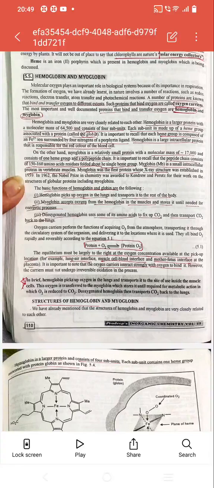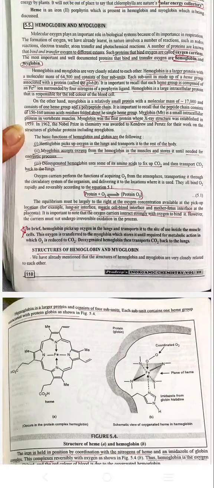Hemoglobin and myoglobin. Molecular oxygen plays an important role in biological systems because of its importance in respiration. The formation of oxygen, we have already learned, in nature involves a number of reactions such as redox reactions, electron transfer, atom transfer, and photochemical reactions. A number of proteins are known that bind and transfer oxygen to different extents.